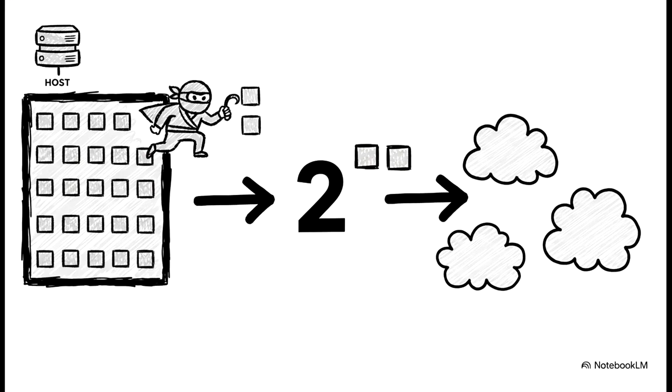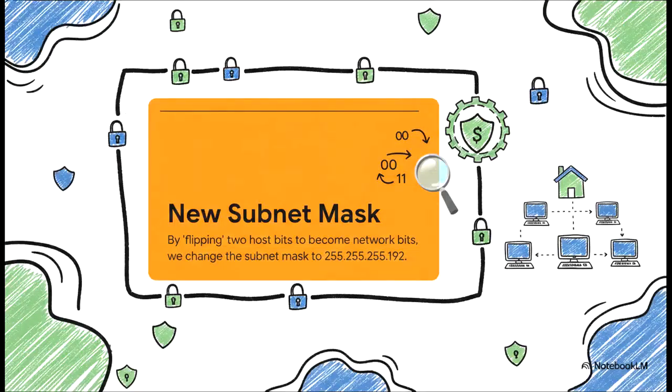And the math is actually pretty simple. 2 to the power of whatever number of bits you borrow, that's how many new networks you get. So 2 to the power of 2 is 4. That means we need to hack exactly 2 of those host bits. And boom, this is the result of our little hack.